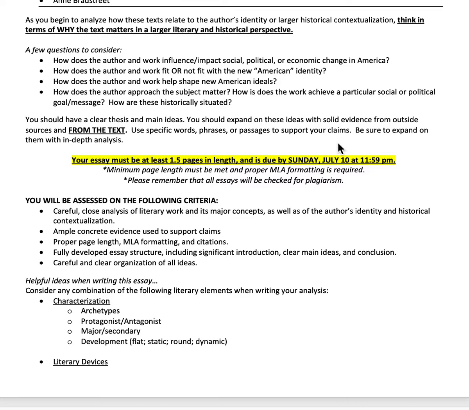So your essay needs to be at least 1.5 pages in length. If it's less than that, I will take off points. And it's due by Sunday, July 10th at 11:59 p.m. Make sure you meet the minimum page length. Make sure you have MLA formatting.